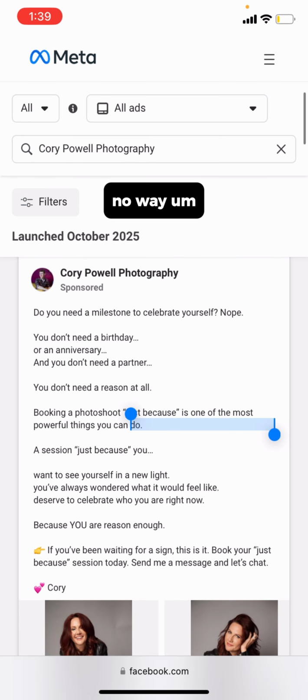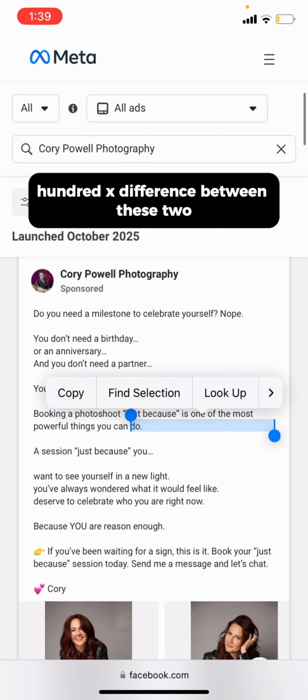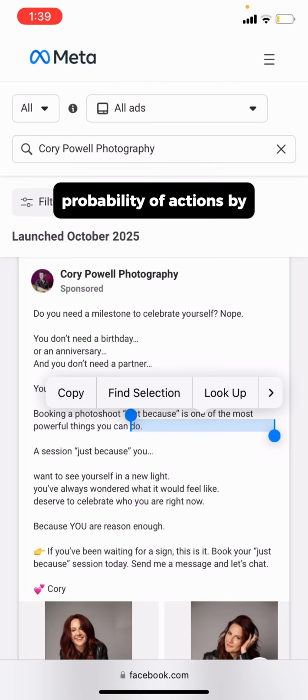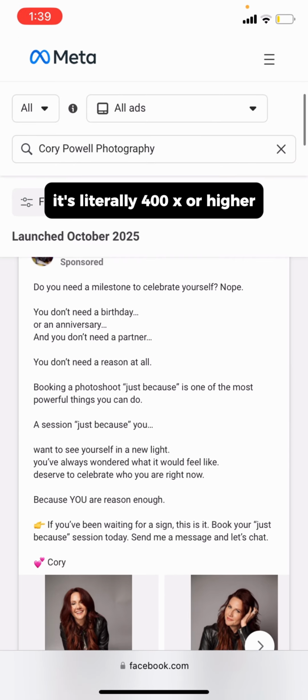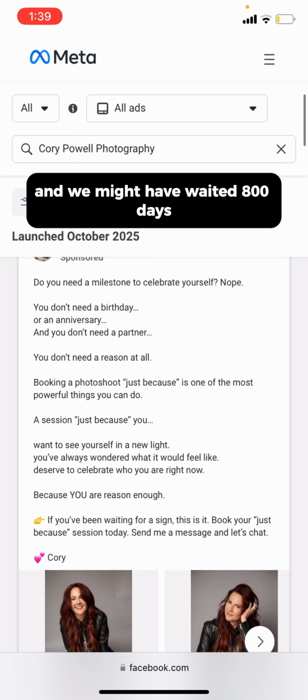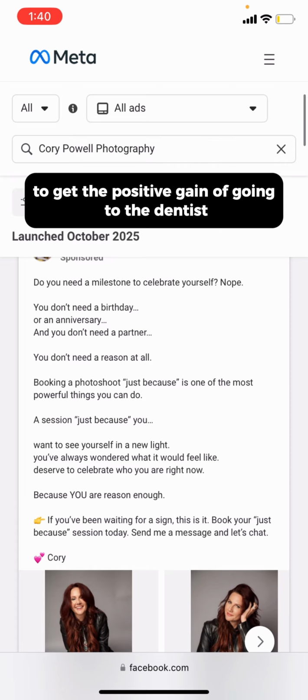Most people are like, no way. And so originally I said 100x difference between these two probabilities of action. But in this example, we saw with ourselves it's literally 400x or higher. And we might have waited 800 days to get the positive gain of going to the dentist.